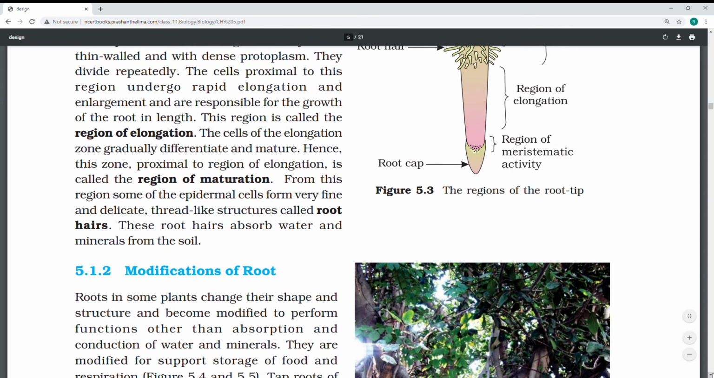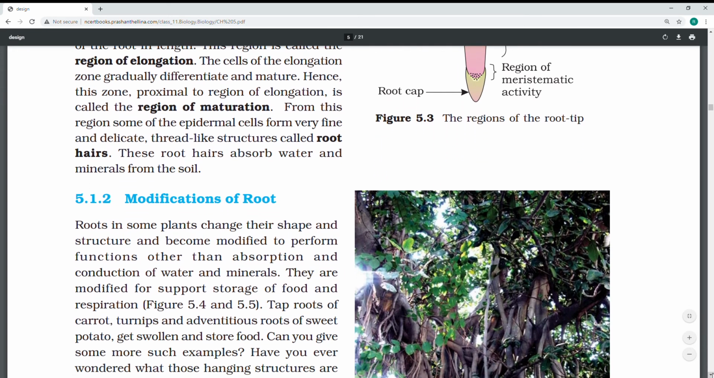So next is the modifications of root. These are different kinds based on the function of the root. Generally, the main root functions are the absorption of water and minerals from the soil, providing proper anchorage to plants, storing reserve food material, and synthesis of growth regulators. So based on the functions, the root also comes in different kinds.